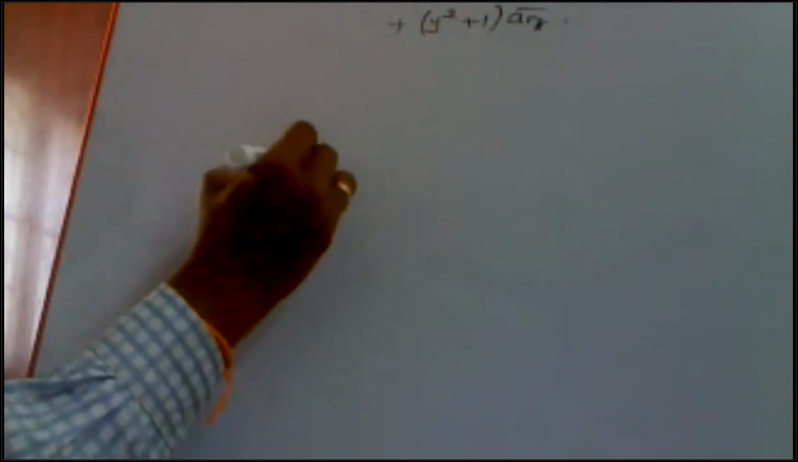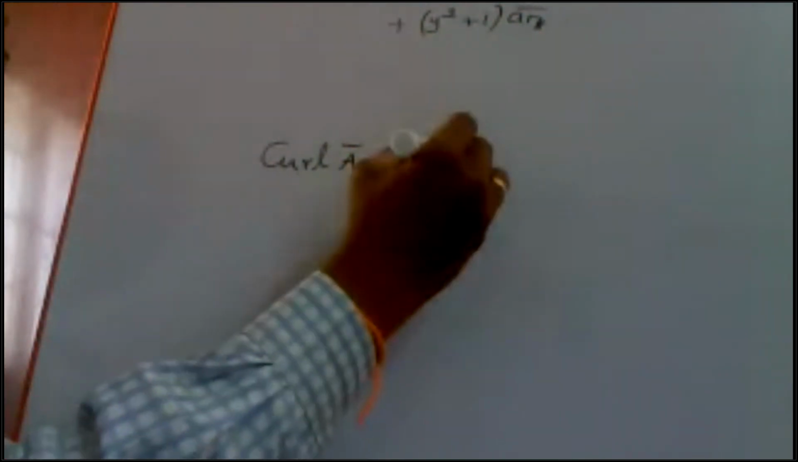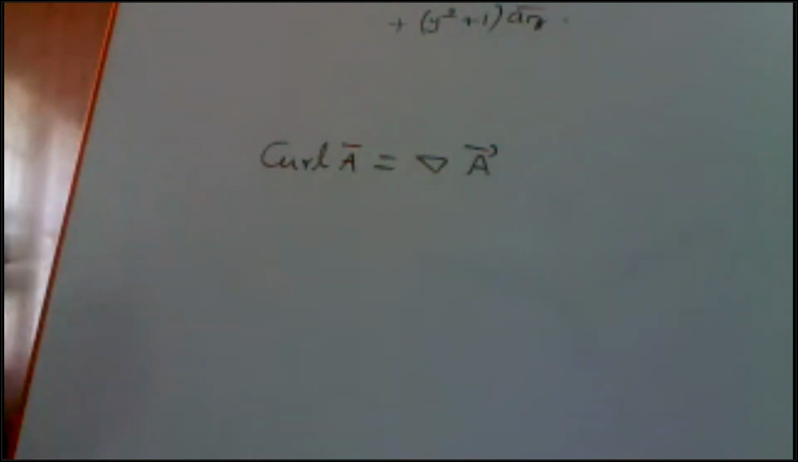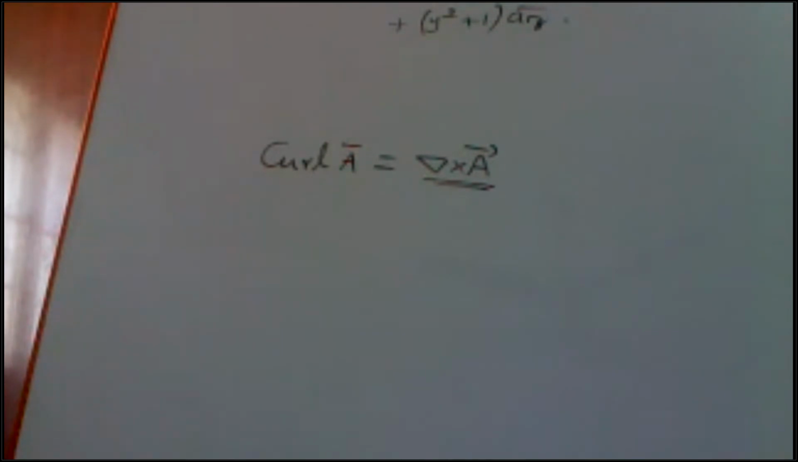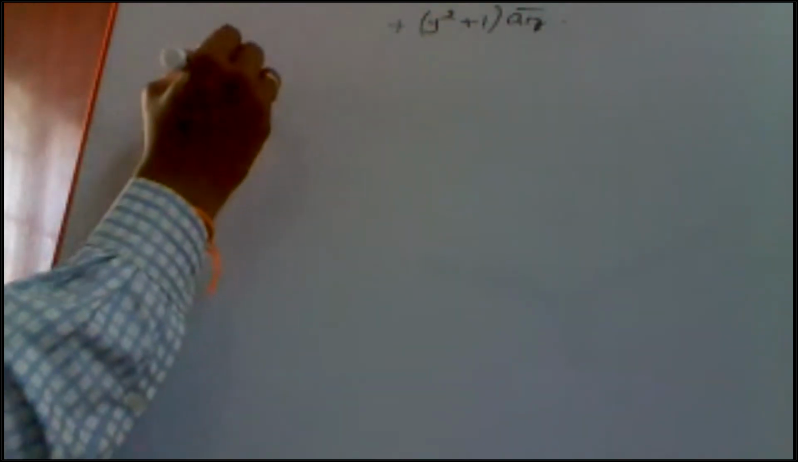Irrotational means we have to go for the curl operation. What is curl A? There is del and A vector, and in between these two we put the cross product. That is what curl is. If the curl value is equal to 0, then I can confirm that the given vector is irrotational. So we will go for the curl operation now. I am trying to find curl A, which is nothing but del cross A.